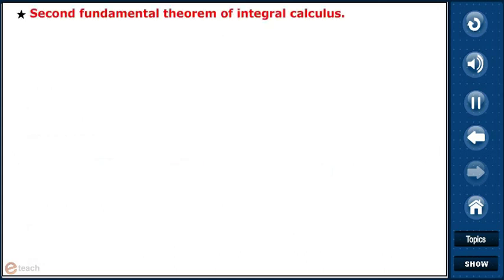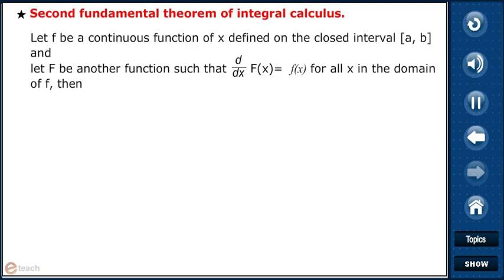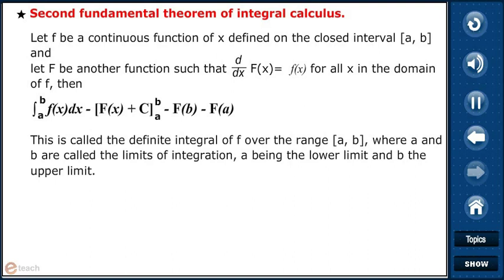Second fundamental theorem of integral calculus. Let f be a continuous function of x defined on the closed interval a comma b, and let capital F be another function such that d by dx of capital F(x) equals small f(x) for all x in the domain of f. Then integration a to b f(x) dx equals F(x) plus c with the limits a to b, that is equal to F(b) minus F(a). This is called the definite integral of f over the range a comma b, where a and b are called the limits of integration, a being the lower limit and b being the upper limit.